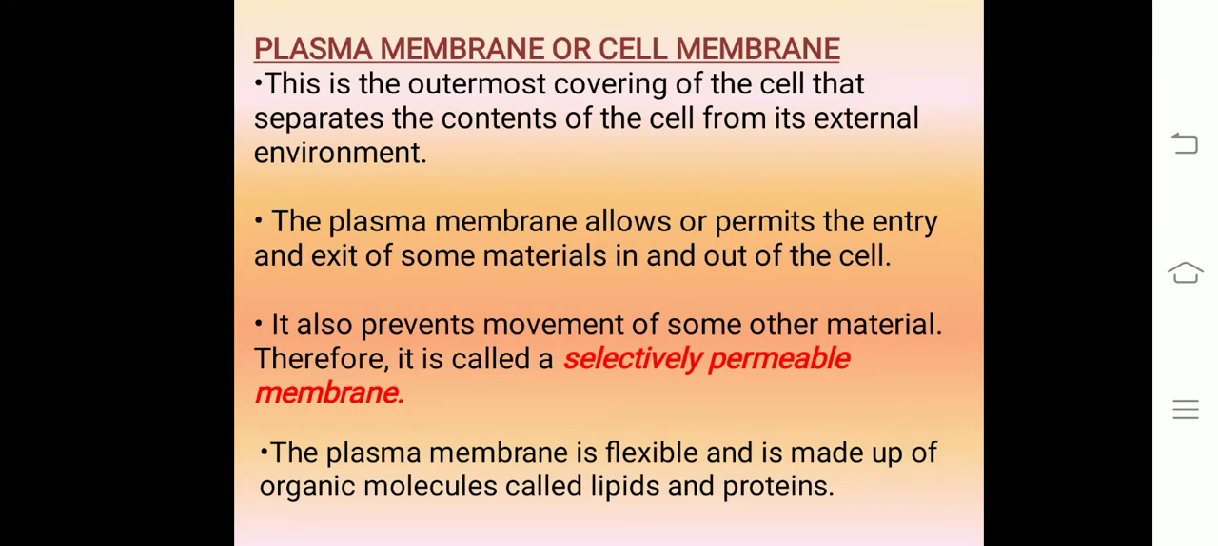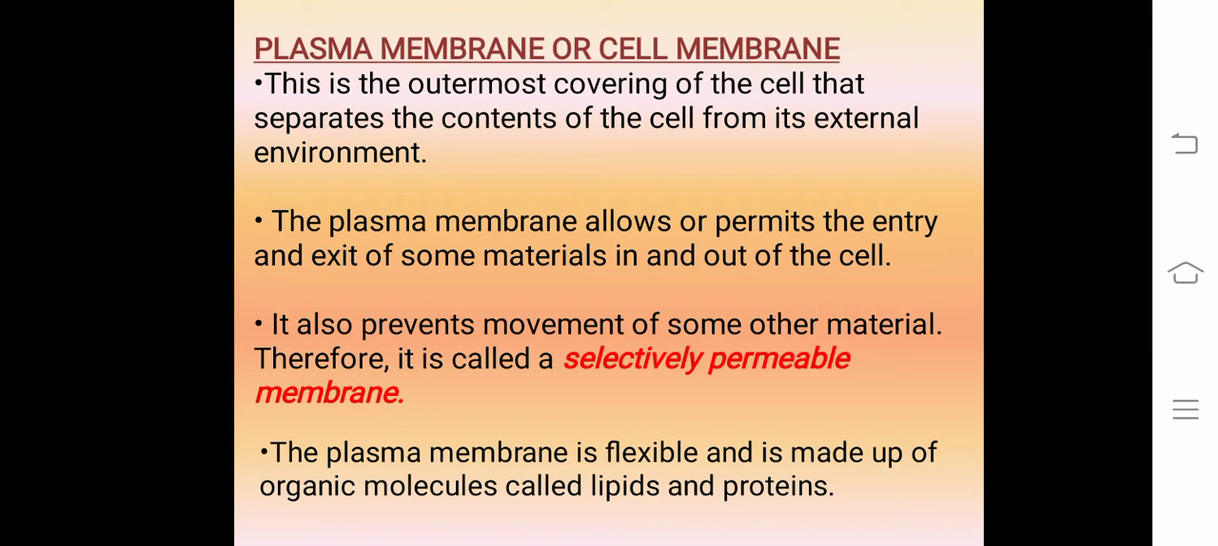Plasma membrane. Plasma membrane is also known as cell membrane. This is the outermost covering of the cell that separates the contents of the cell from its external environment. The plasma membrane allows or permits the entry and exit of some materials in and out of the cell. It acts as a gatekeeper of the cell. It also prevents movement of some other materials. Therefore, it is called a selectively permeable membrane.